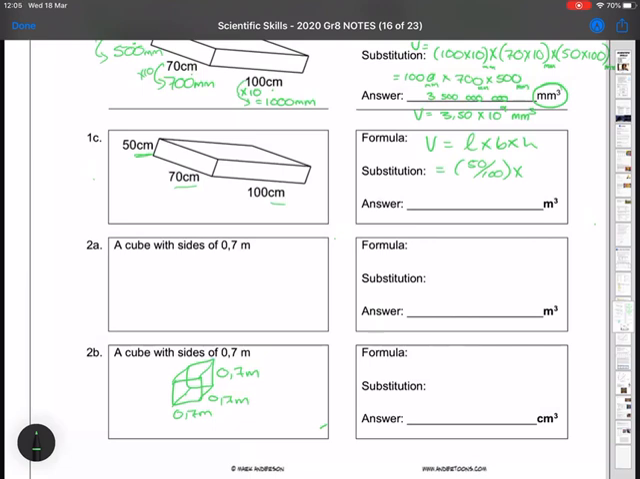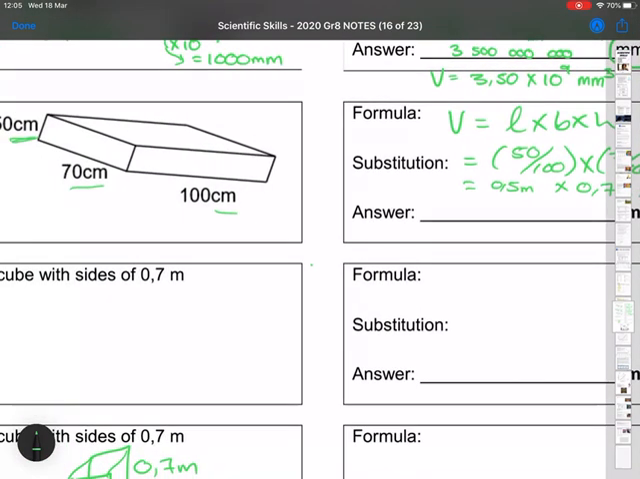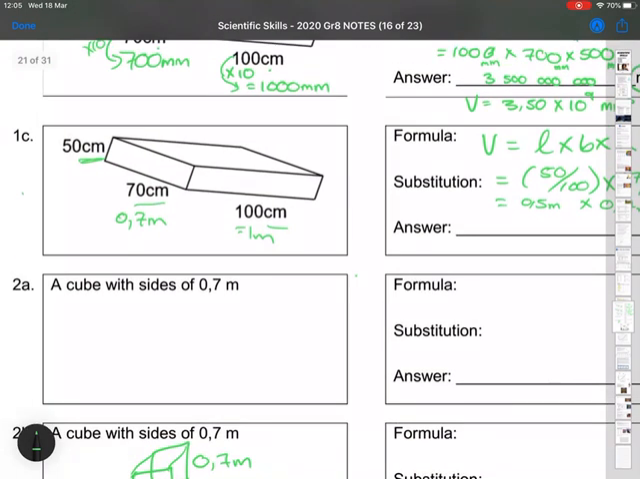times by 70 over 100 times by 100 over 100. So 50 divided by 100 will give us 0.5 meters. 70 divided by 100 will give us 0.7 meters. And 100 divided by 100 will give us 1 meter. So 100 centimeters is the same as 1 meter. 70 centimeters, 0.7 meters. And 50 centimeters is the same as 0.5 meters.